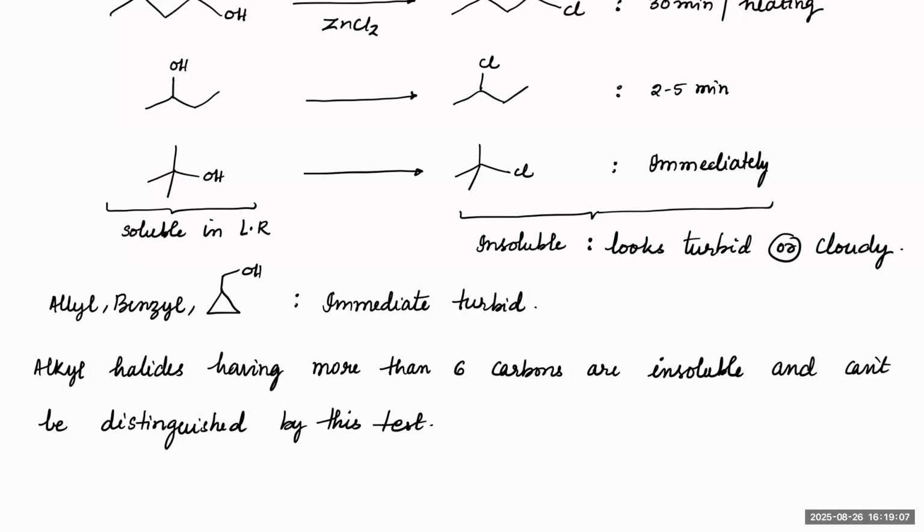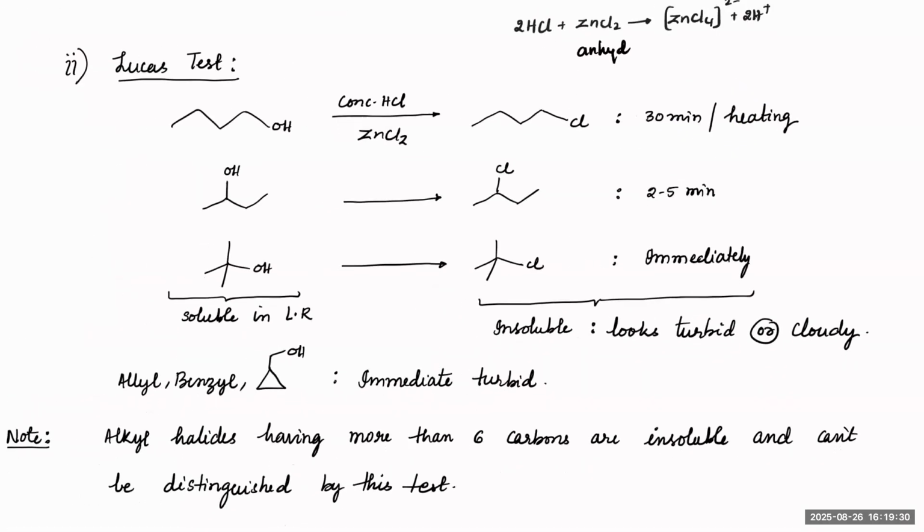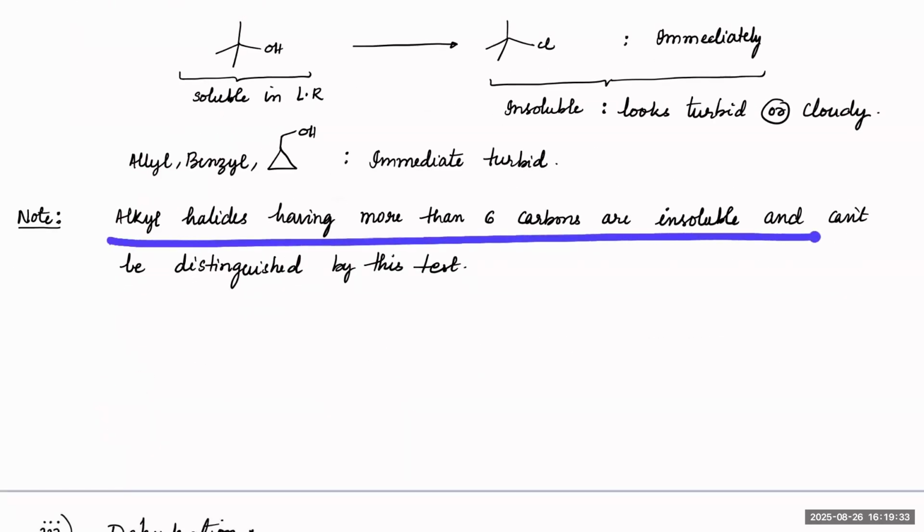What are the other cases which will be very stable in carbocation positions? That includes allyl, benzyl, CPM form, correct? Cyclopropyl methyl. These are all stable carbocations, right? That's why these, including 3 degree, they will give you turbid way much immediately. While the other cases you will see it will take long time. You can see alkyl halides having more than 6 carbons are insoluble and cannot be distinguished easily, because the reactions will take a longer time in all the cases.